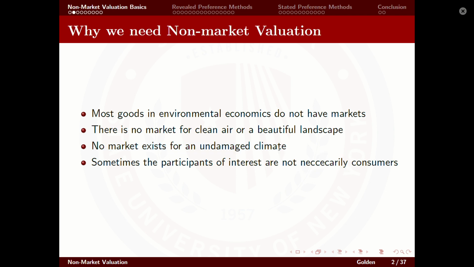You might say, well, what about carbon credits? What about renewable energy certificates? The truth is, if you look at the prices at which those trade and the market for those, it's pretty clear that they're not fully internalizing the effects of climate change. And also, sometimes the participant of interest is not necessarily a consumer. Sometimes it's our great-grandchildren who we want to value things for.